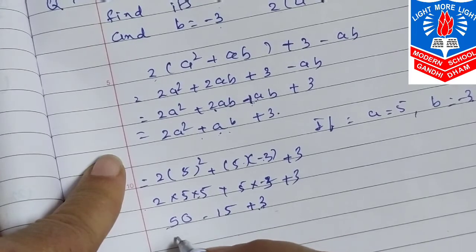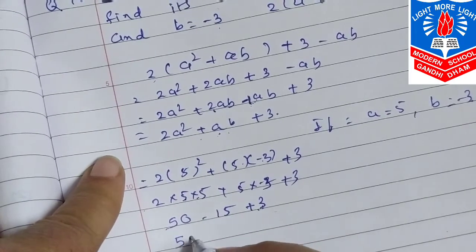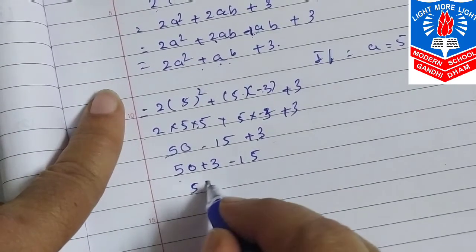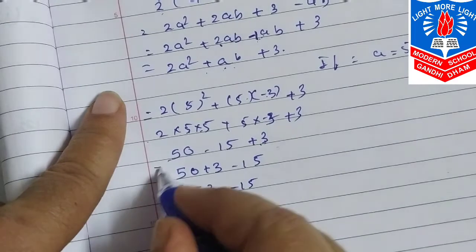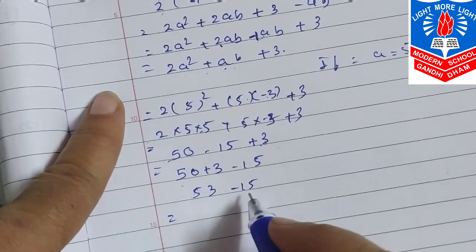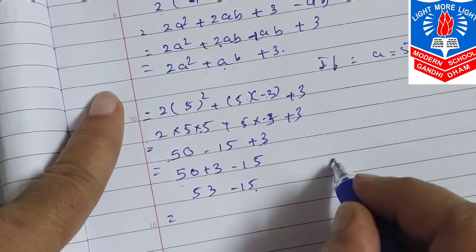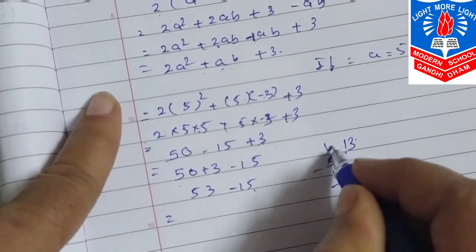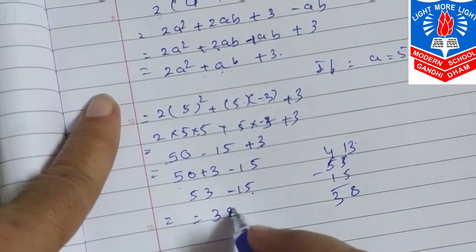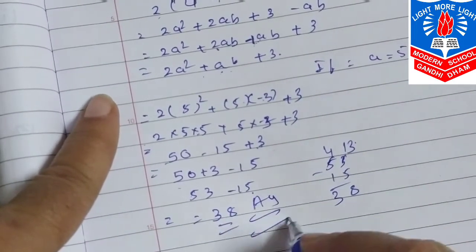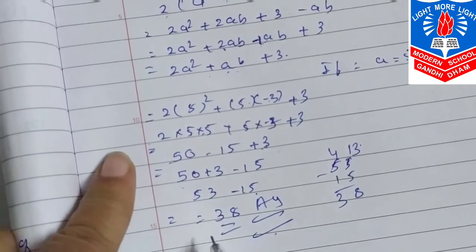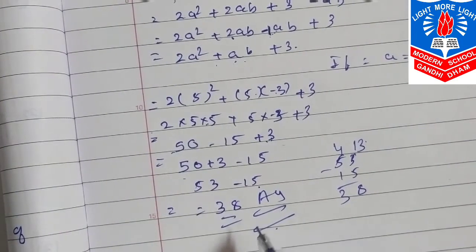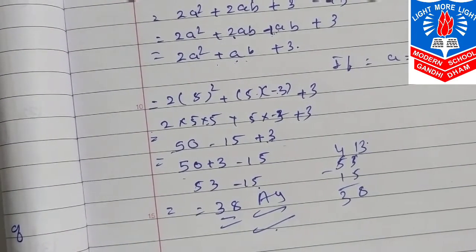Both integers are positive. So 50 plus 3 minus 15. So 50 plus 3 is 53, minus 15. Here we subtract: 13 minus 5 is 8 and 4, it means the answer is 38. It's our answer. After this question, our exercise 12.3 is complete. Then we start exercise 12.4.